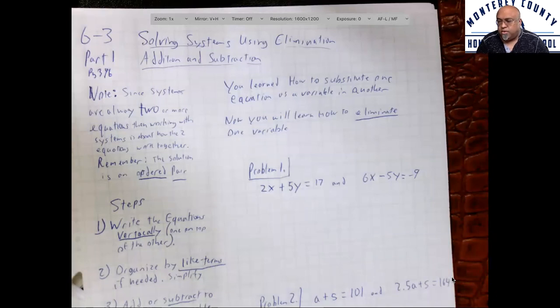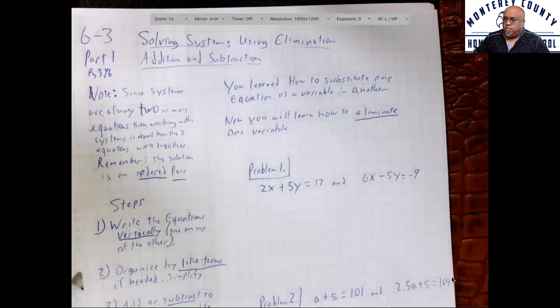So in the last lesson, you learned how to substitute one equation as a variable in another. Remember what we did is we took two equations, y is equal to something plus or minus something. Then we took everything that y was isolated for, everything on the right side of the equation, and substituted that into the other equation as the value of y, and then simplified and solved after that. Well, the elimination method has some similarities, but it's different.